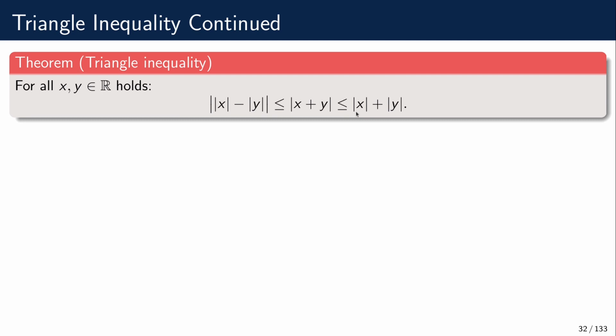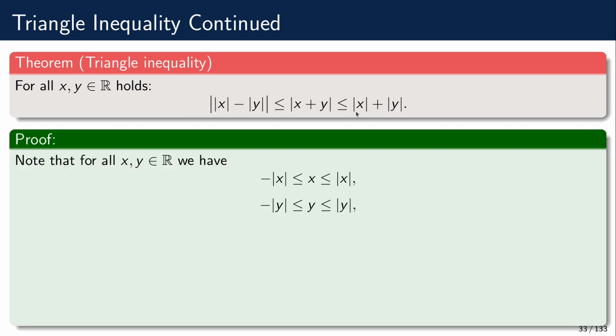Okay, so let us start with the proof. For any two real numbers, we have this: x is between minus the absolute value of x and the absolute value of x. In fact, x equals one of the values. If x is positive, then x equals the absolute value of x. And if x is negative, then x equals minus the absolute value of x. But clearly this inequality holds for every x. It is between the absolute value of x and minus absolute value of x, and similarly for y.